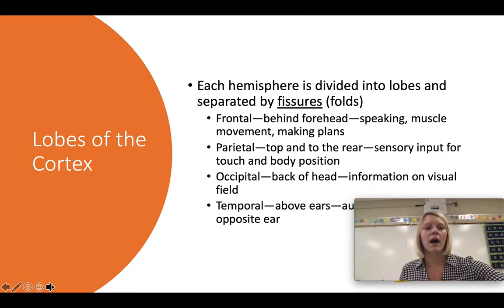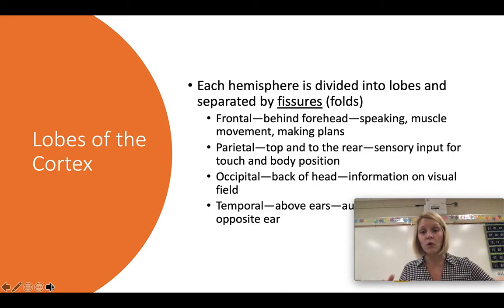And so when we talk about how these are divided up, we'll start with the frontal. If I look at this, right, here's the frontal lobe right here. So this would be like the front of my brain. Your frontal lobe is right here.